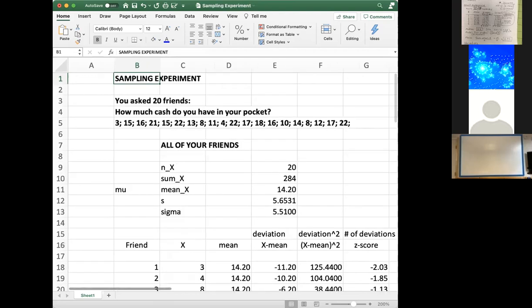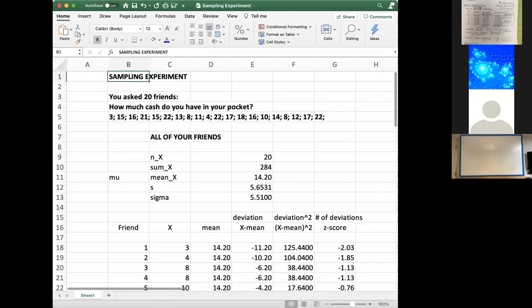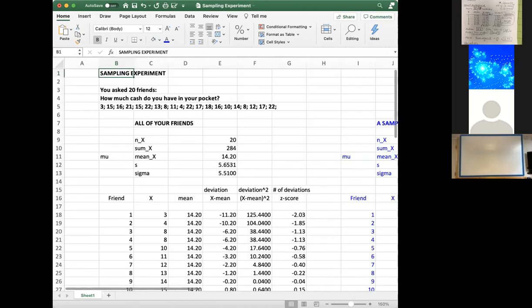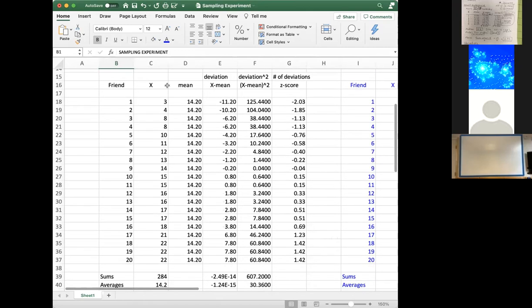And let me shrink this so you can see it. What you're supposed to do is pretty much list your friends in order with the amount of money they have. That's what I'm going to do right here. I've numbered your friends from 1 to 20, and I wrote down from least amount of money to most amount of money what they have. So you can see that the most often was $22. That's the mode.